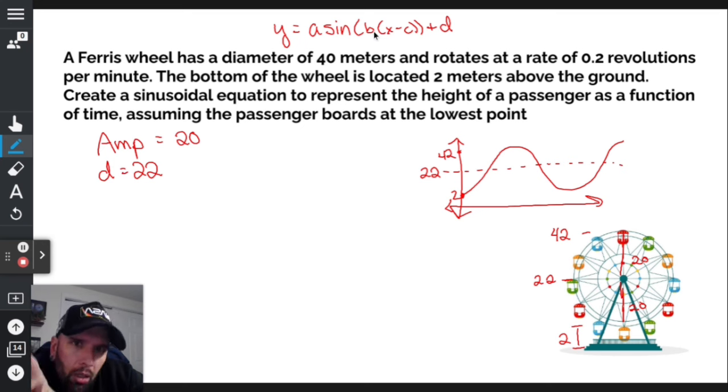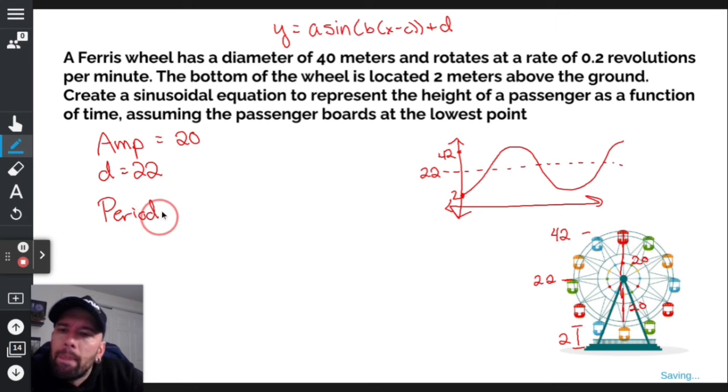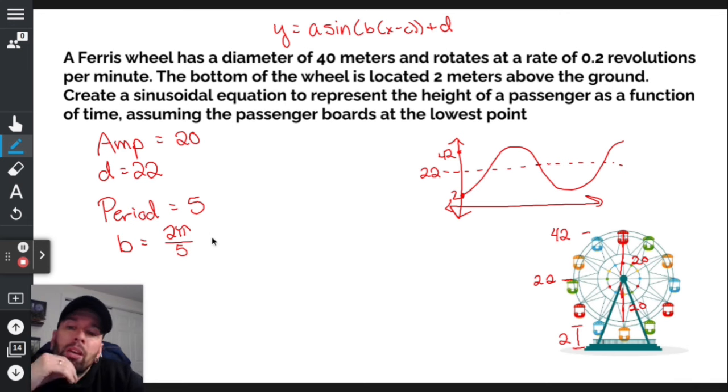My B can be found by figuring out what my period is. Now, this guy rotates at 0.2 revolutions per minute, which means it takes 5 minutes for a complete revolution. That is really slow. But the period is going to be 5. Now, do I want my period? No, I want my frequency. And in order to find my frequency, I take 2 pi and divide it by my period. So that would be my frequency. I don't have to simplify. That kind of makes life a little bit easier.